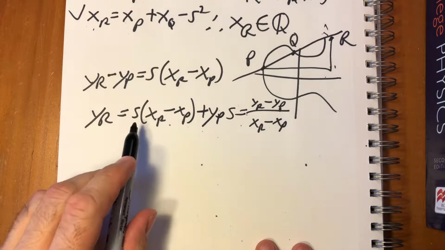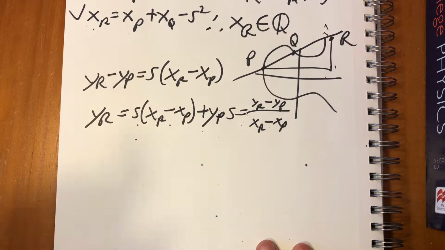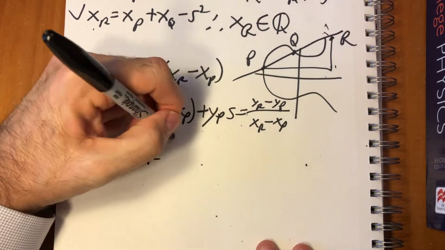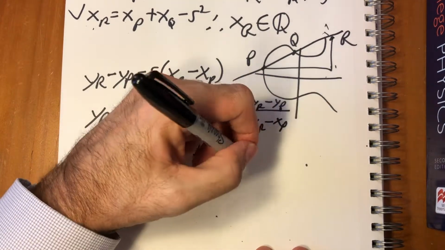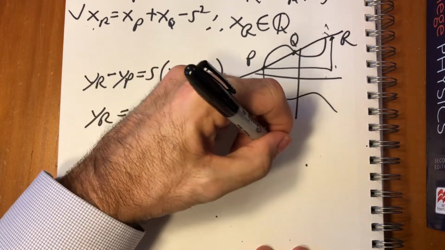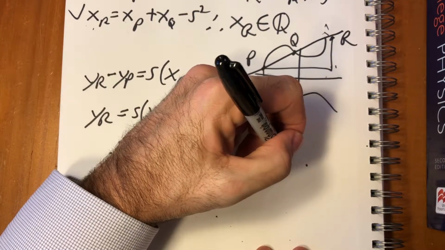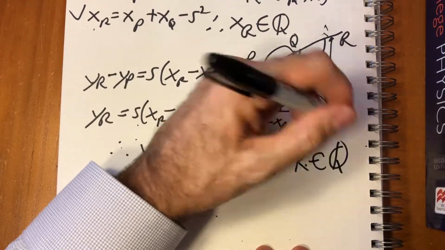Again, this is rational. We just found out that this is rational, and that's rational. So yr is also rational. So we've shown that P plus Q, that when P plus Q, it's closed under addition, so that R is also an element of Q.